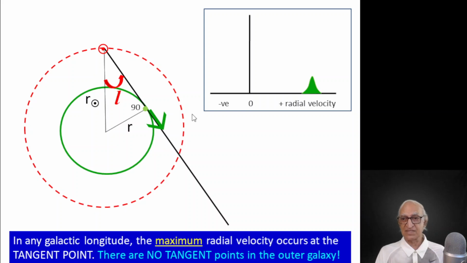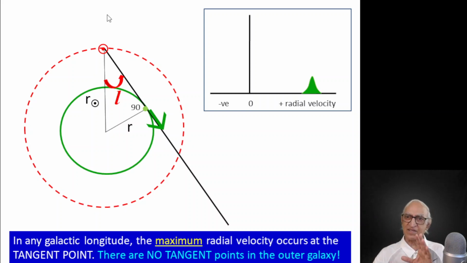Please notice that there is no tangent point in the outer galaxy. If I were to look in that longitude of say 135 degrees, there is no tangent point. Those circles are larger than the solar circle, therefore the line of sight will cut the circles. It can never be tangential. So tangential direction can only be interior to the solar circle. Okay? So how to deal with the galaxy exterior to the solar circle? We'll come to that presently.